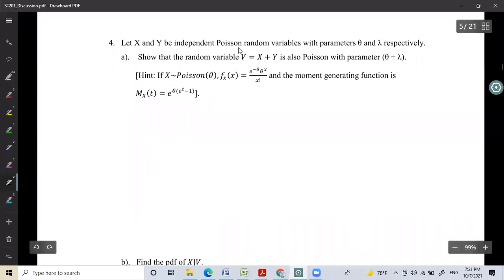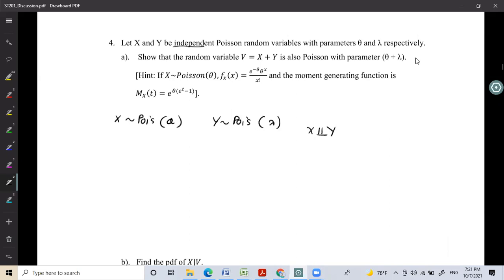X and Y are independent Poisson random variables with parameters theta and lambda. So write them. What do you know? X is Poisson theta, Y is Poisson lambda. And it says that X and Y are independent. Okay, so this is very important. You have to show that the random variable V, what is V? The sum of X and Y. It is also Poisson with the parameter theta plus lambda. As a hint, it's given the moment generating function of the Poisson random variable, right? So here's the Poisson distribution. The moment generating function is also given.